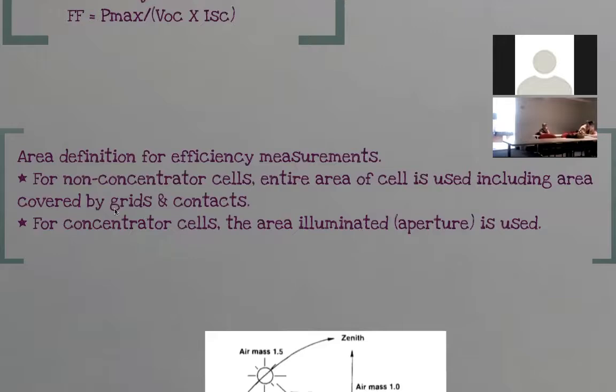For concentrated cells, of course, this is much more complicated because the area now has to be the collection area or the illumination area, which is the aperture. So where are you actually taking the full thing from? So we have to be very, very careful how this is defined, because it could be the input aperture of the CPC, for instance, or if you're doing something else, it has to be defined very, very carefully.